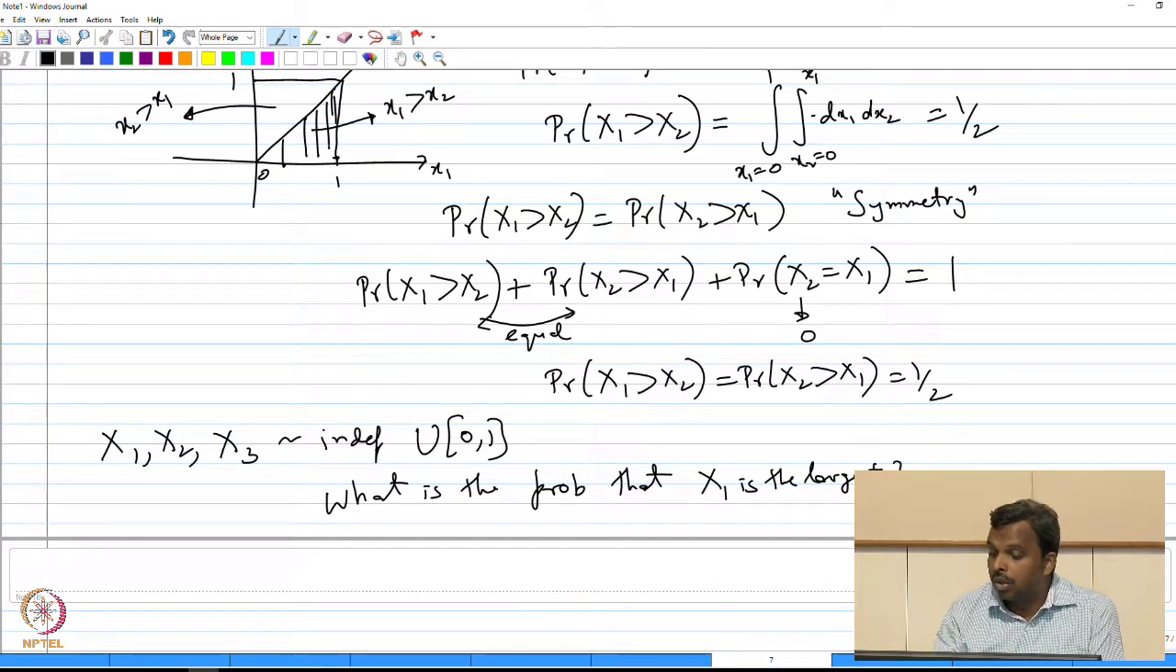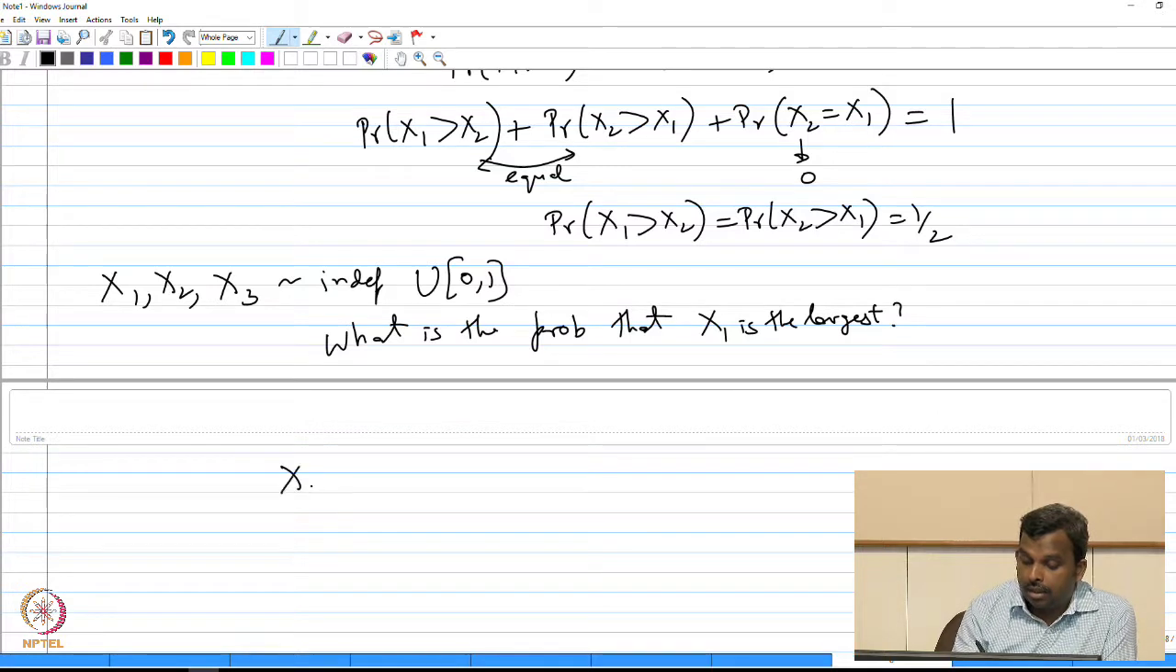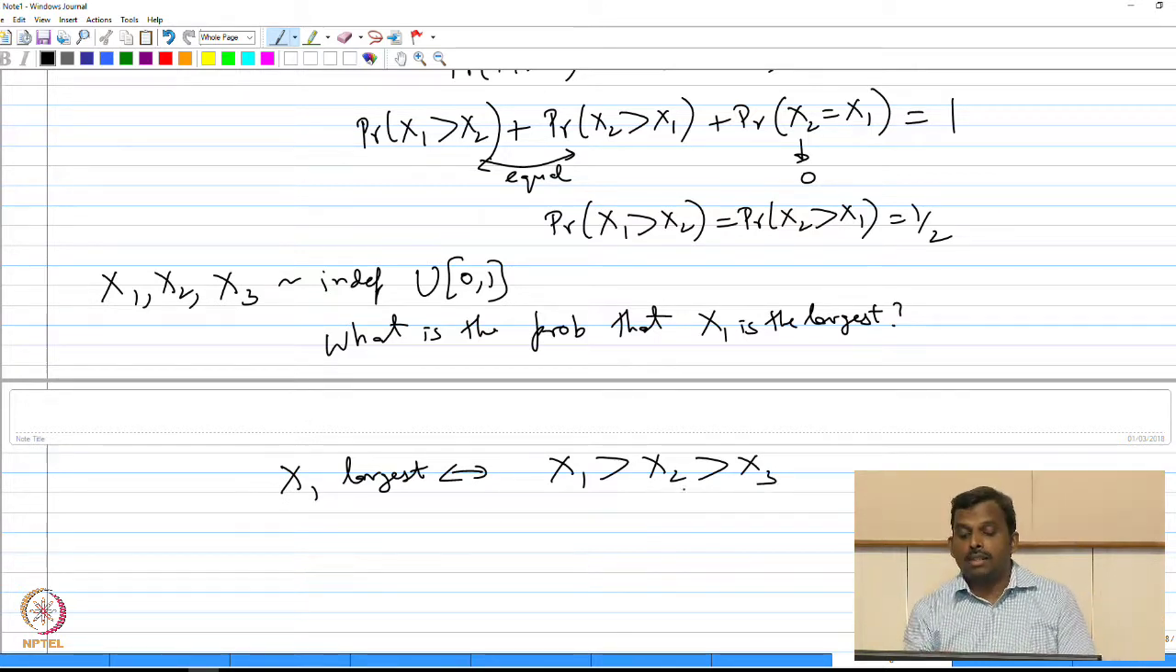Okay. So now, what is the meaning of x1 being largest? x1 largest is equivalent to x1 greater than x2 greater than x3. If you notice all the equalities, you can also have a situation where x1 equals x2 greater than x3, but I don't have to consider all those equalities in a continuous independent distribution, because they will have probability 0. The moment I put equality somewhere, I'll have probability 0.